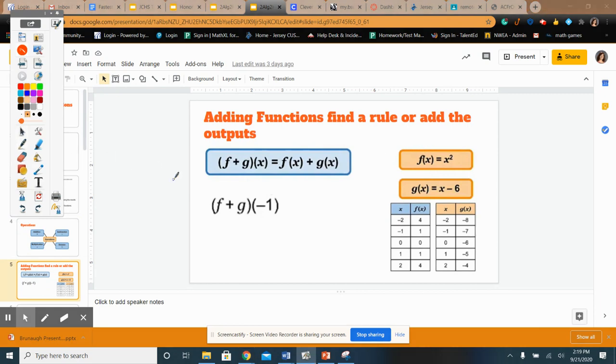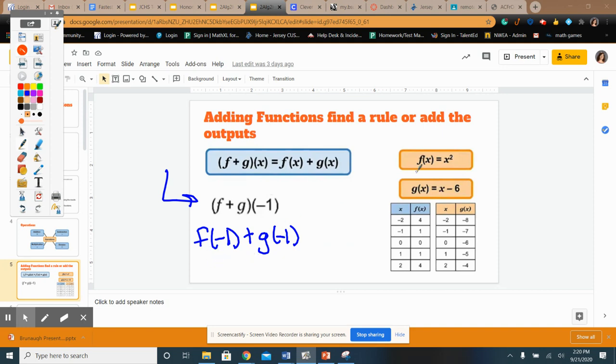So the big thing here is this new notation. This is said f plus g of negative 1. What this is telling you is it's going to add the functions, and we're going to plug negative 1 in. So this is the exact same thing as f of negative 1 plus g of negative 1. You're going to take f of each value and then add them together.